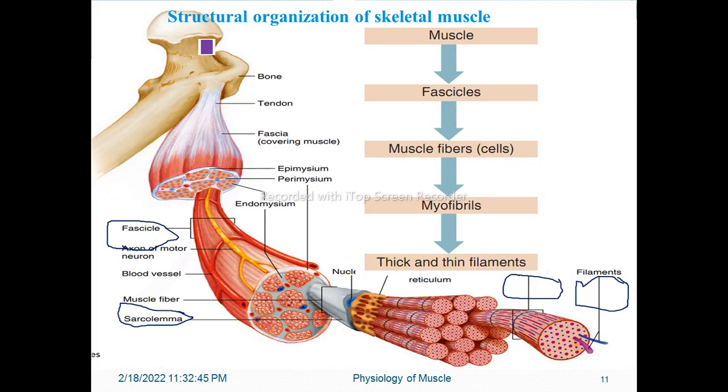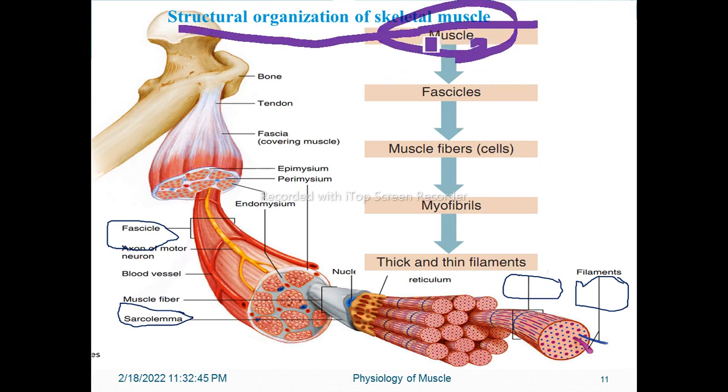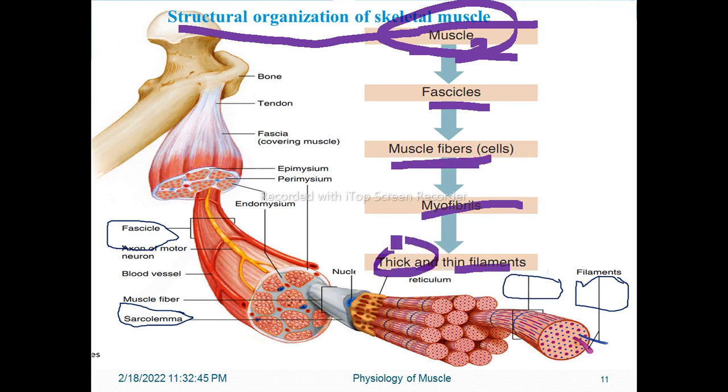So there is the structural organization of skeletal muscle. Muscle is an organ. Muscle divides into fascicles, fascicles give us fibers, and fiber means cell. Muscle fiber gives us myofibrils. Myofibrils divide into thick filament and thin filament. Thick filament is myosin, and thin filament is actin, troponin, tropomyosin, and titin.